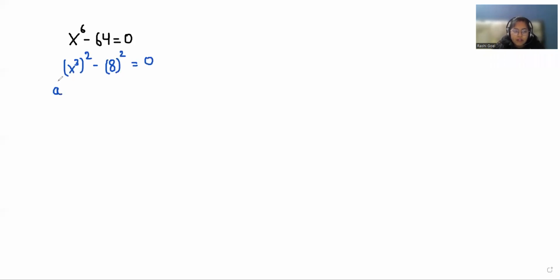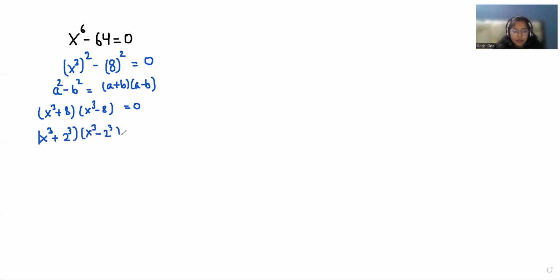Here we can use a very famous identity, that is a square minus b square is equal to (a plus b)(a minus b). So we can write this as (x cube plus 8)(x cube minus 8) is equal to 0. As we know that 8 is 2 cube, we can write it as 2 cube here, and similarly 2 cube.